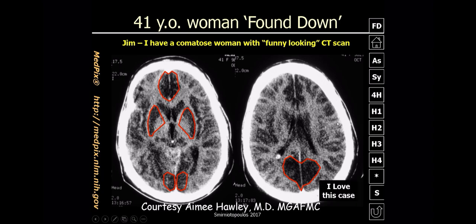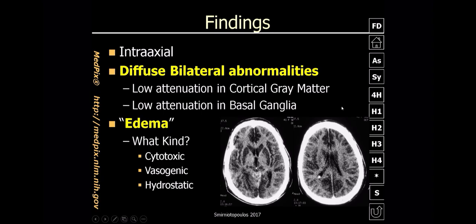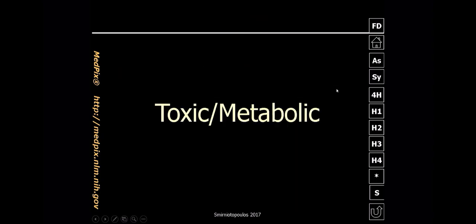But this is a patient that we have no history, diffuse bilateral abnormalities. She has edema. What kind of edema does she have? One of the things that you want to remember is that the only kind of edema that you get in the gray matter is cytotoxic edema. Something has paralyzed the energy-dependent pump, the sodium-potassium pump in the cell membrane, and because of that, you're having water shifting to being intracellular. So she has cytotoxic edema.